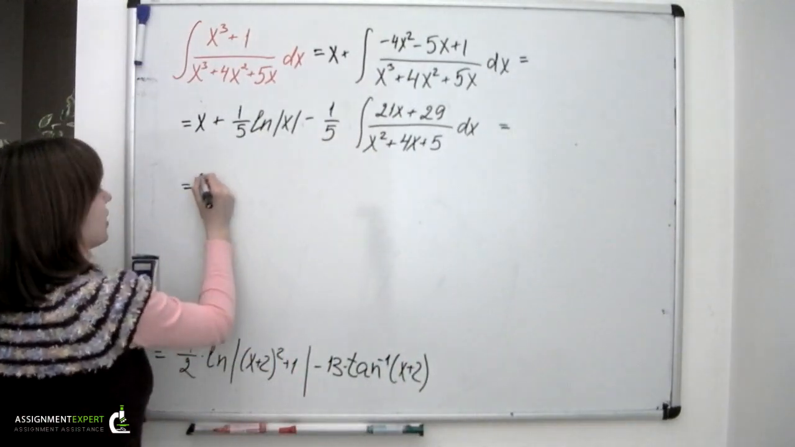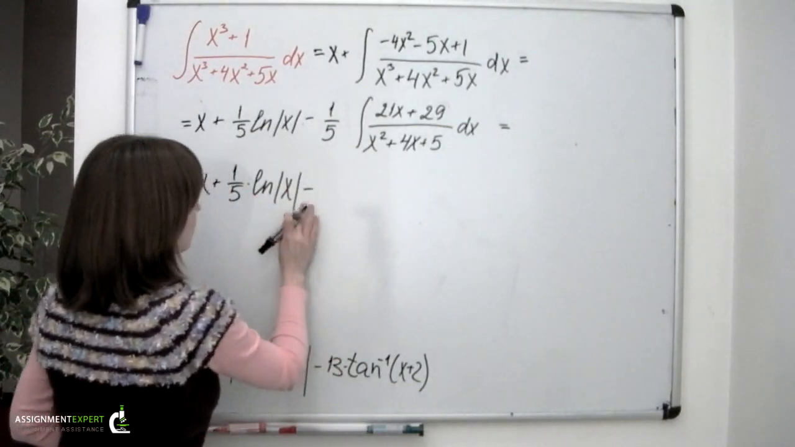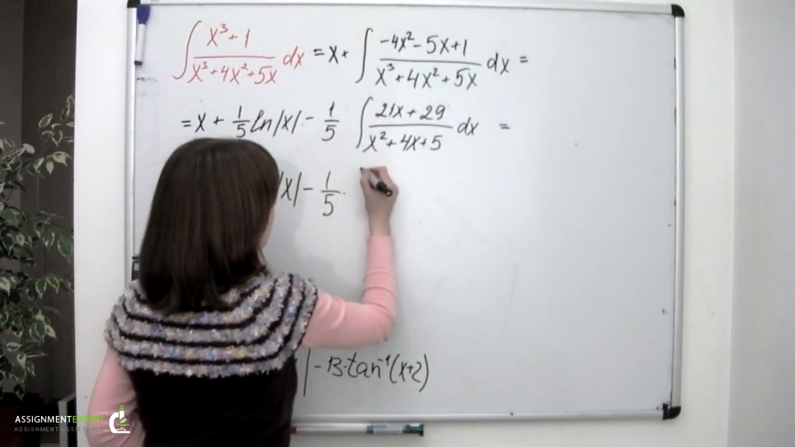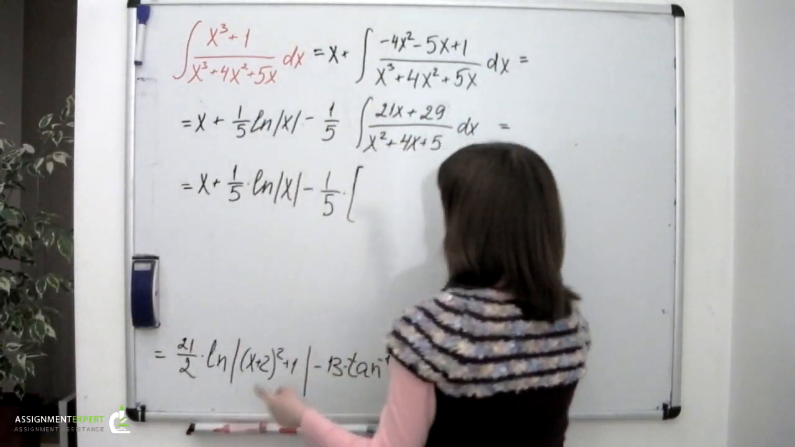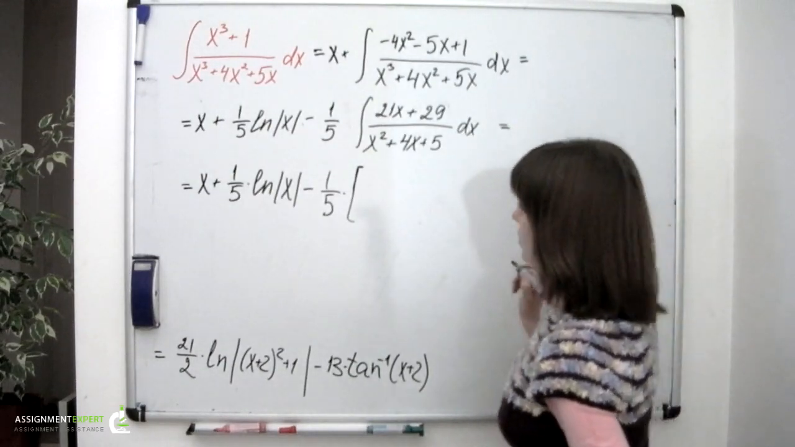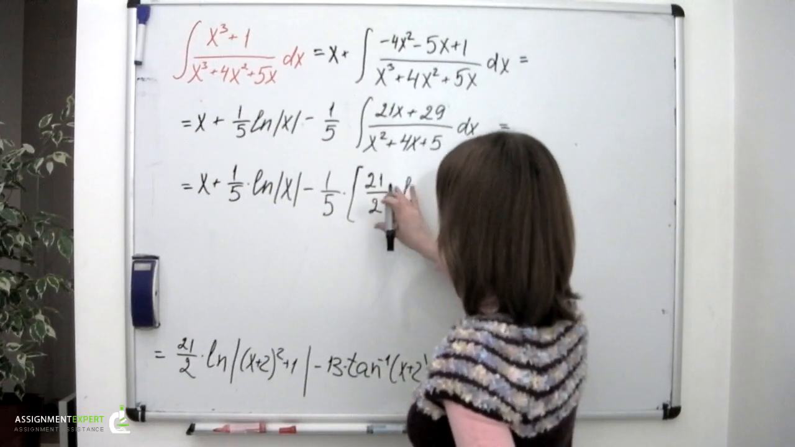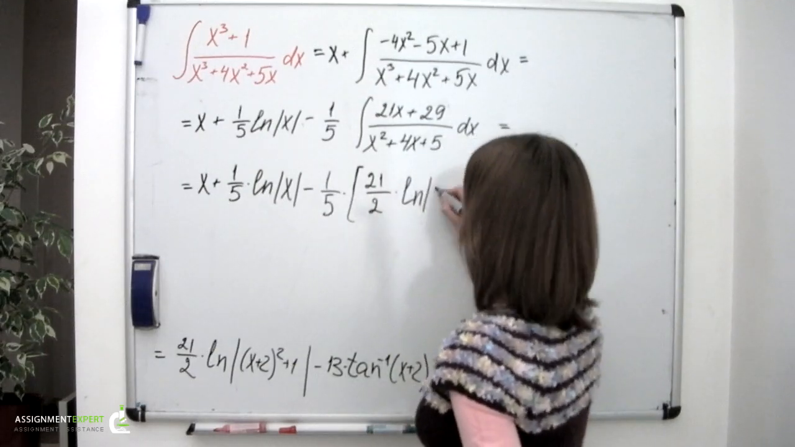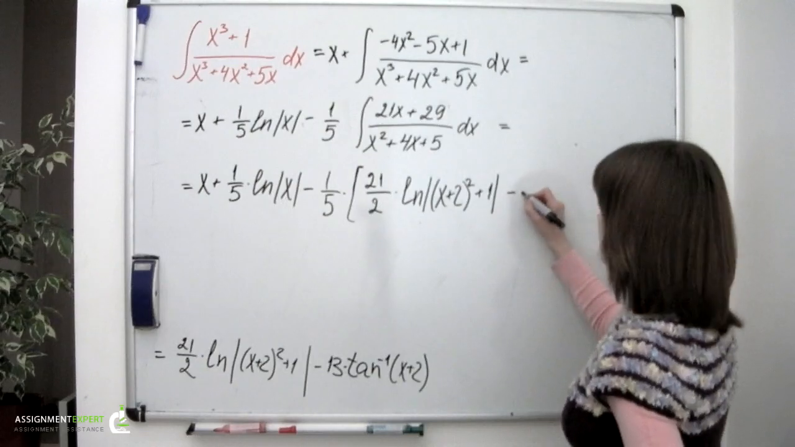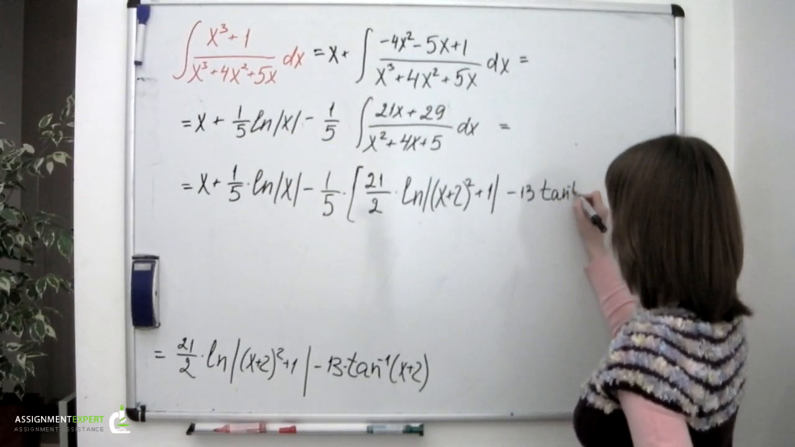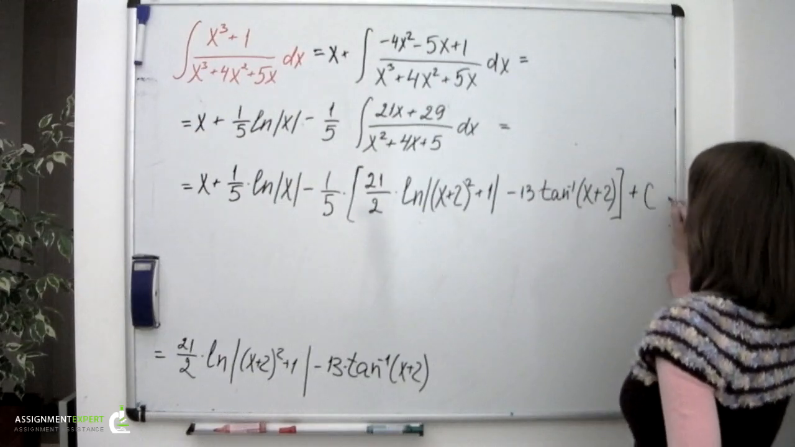So we already had x plus 1/5 times the ln of the absolute value of x minus 1/5 times the integral, which yielded this expression. So let's substitute it into these brackets instead of this integral. So we'll have 21/2 times the ln of the absolute value of (x plus 2) squared plus 1 minus 13 times the inverse tangent of x plus 2. And then we'll add the constant of integration.